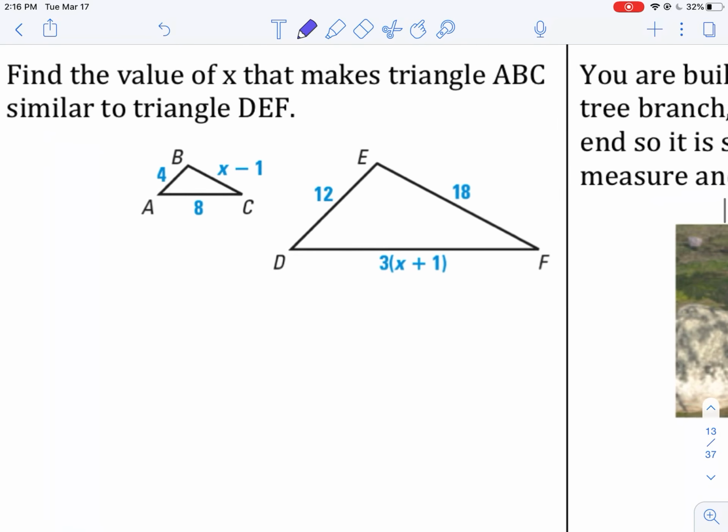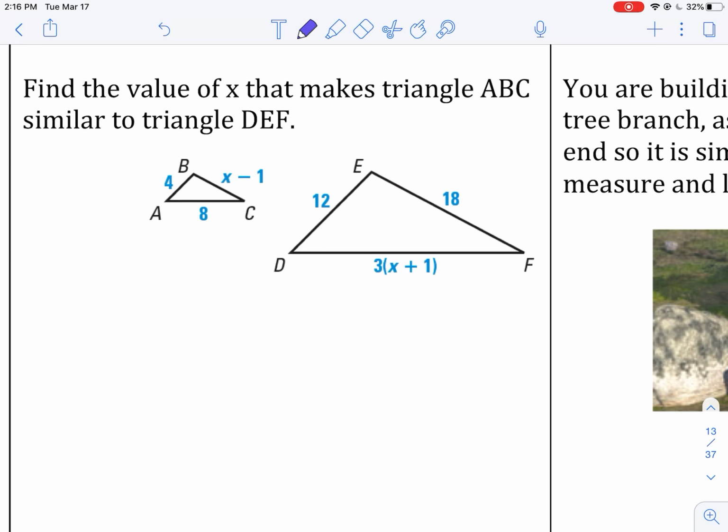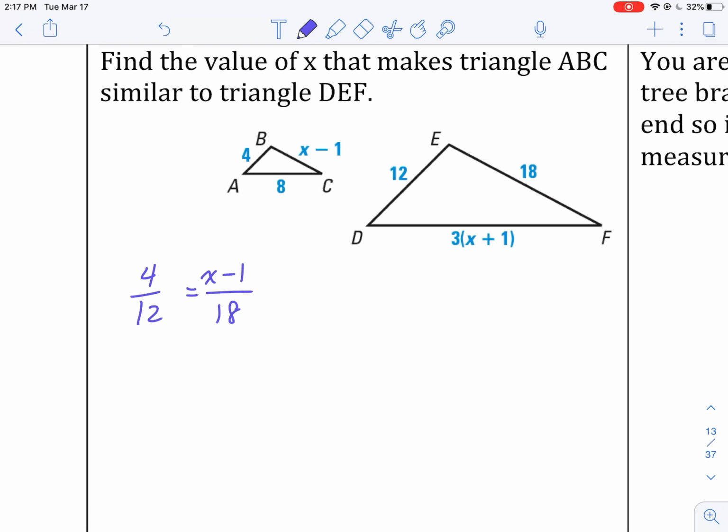All right, so when we do this, we're going to first set up our shortest side with our shortest side, right? So I'm going to have 4 is to 12, and then we're going to simplify that, which is equal to x minus 1 over 18. And then you can solve this however you like. I would not recommend cross multiplication.